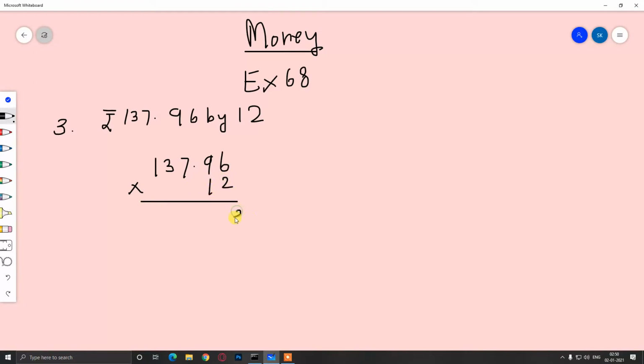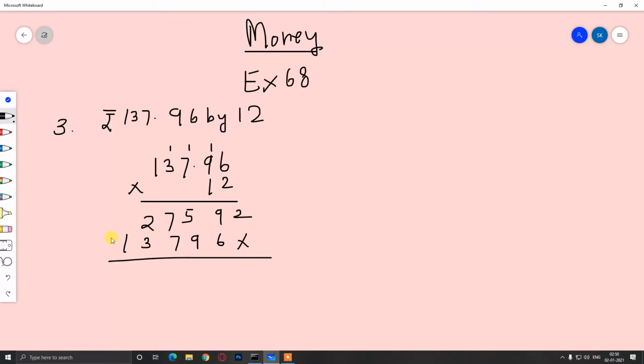So 6 2s are 12, then 1 carry, 9 2s are 18, and 18 plus 1 is 19, 1 carry, 7 2s are 14, 14 plus 1 is 15, 1 carry, 3 2s are 6, 6 plus 1 is 7, and then 2 1s are 2. Okay, then 1 cross will come, then 1 6 times, 1 9 times, 1 7 times, 1 3 times, then 1 1 time.